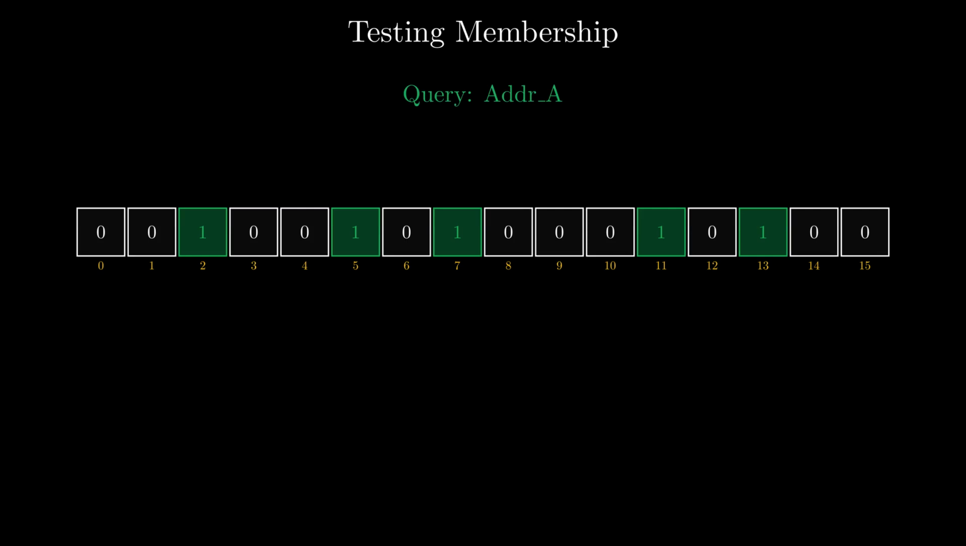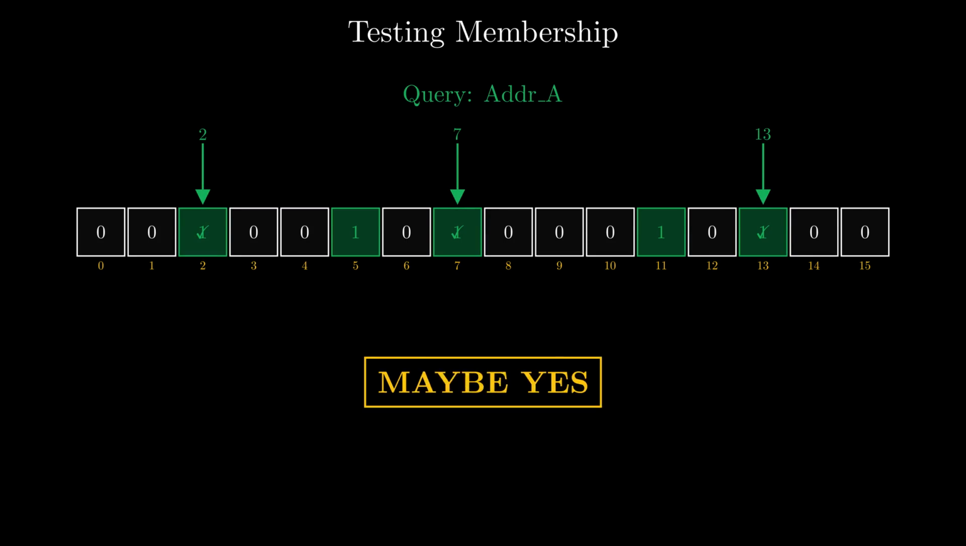Now query address A again. Bits 2, 7, and 13, all ones. The answer is probably present. Not definitely, because some other pattern's collisions could have flipped those same bits by accident.